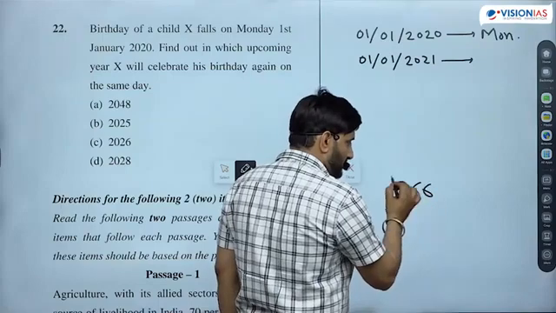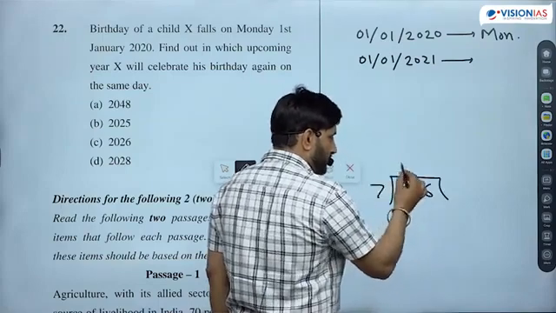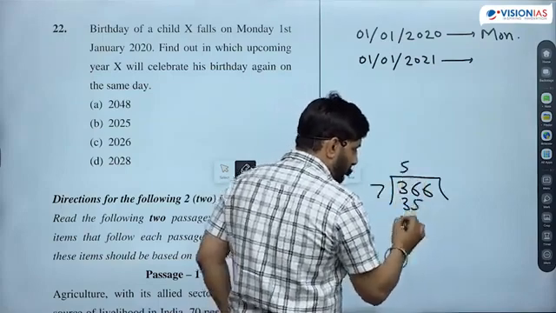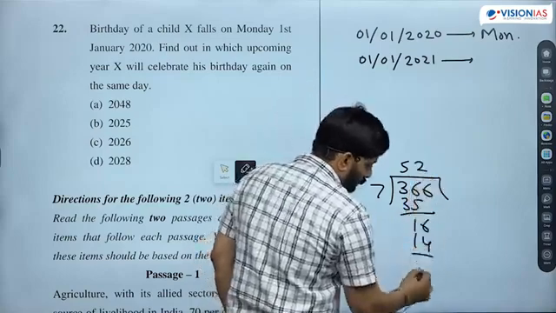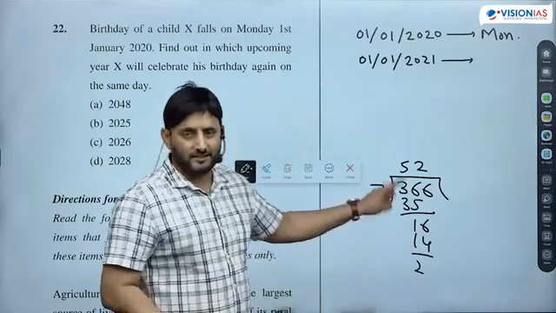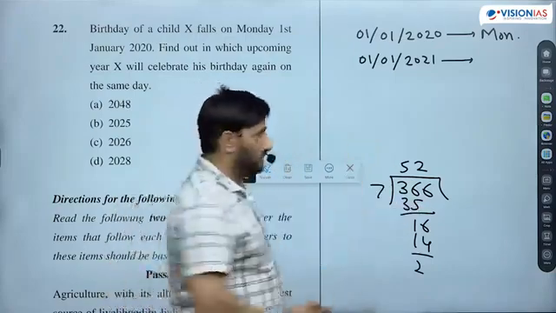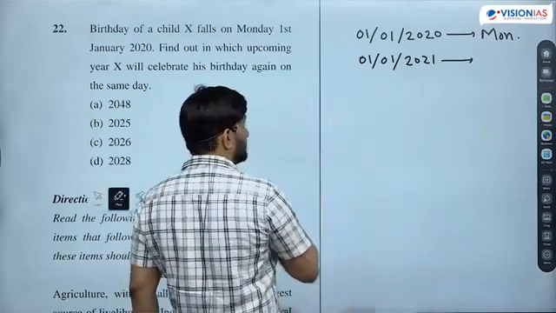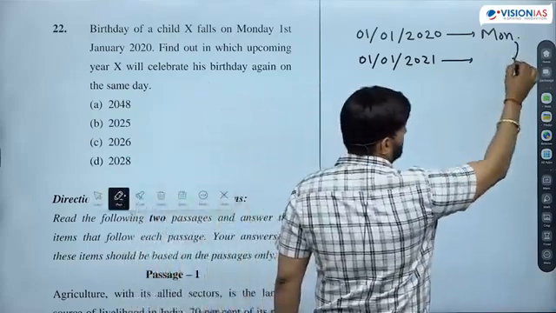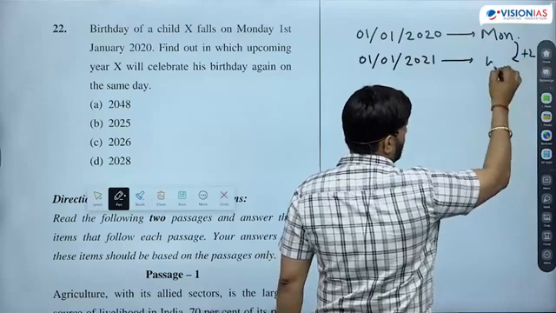Because 366 when divided by 7, 7 5s are 35. We are left with 1. It becomes 16. 7 2s are 14. We are left with 2. तो 366 days में there are 2 extra days. तो आपको 2 दिन आगे शिफ्ट करना है. You have to move forward 2 days. So Monday plus 2 is Wednesday.